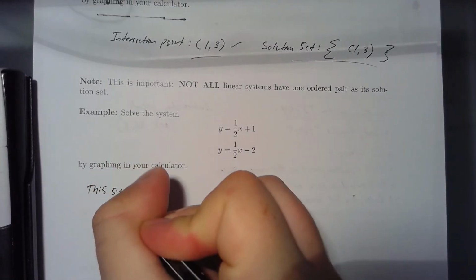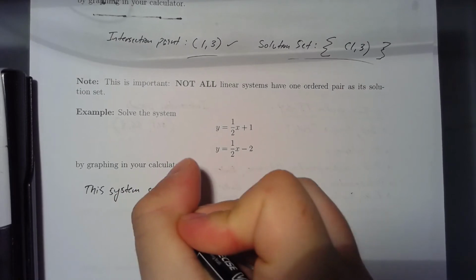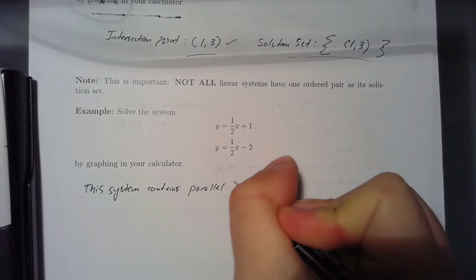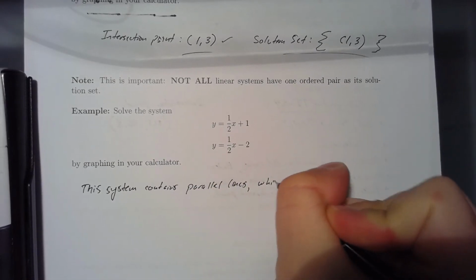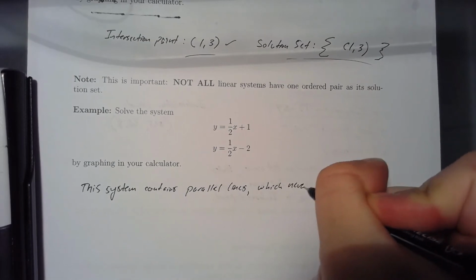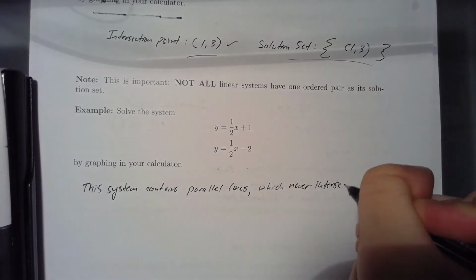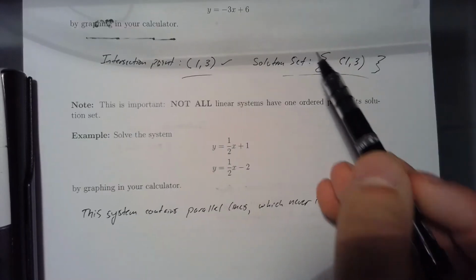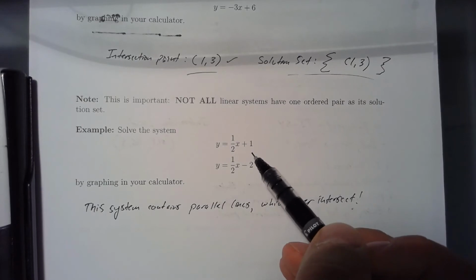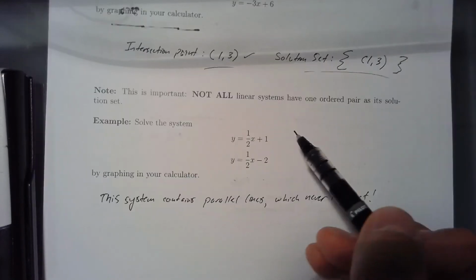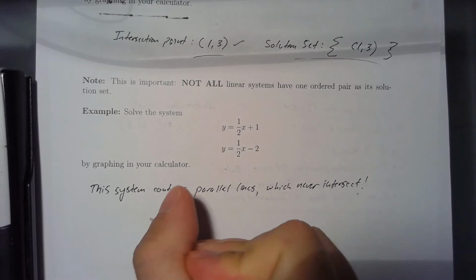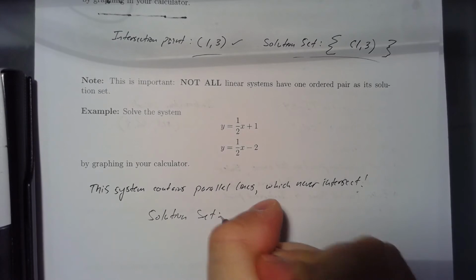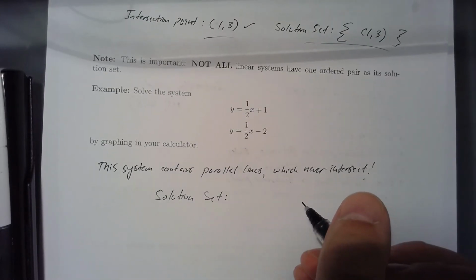So this system contains parallel lines, which never intersect. So if the solution set is the points that intersect, and this system never intersects, then what's the solution set? Well, the solution set here is no solution.